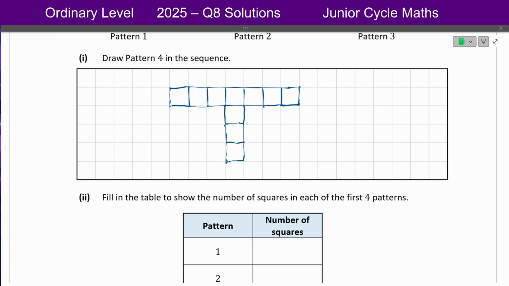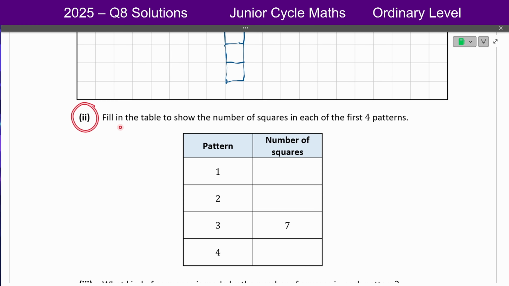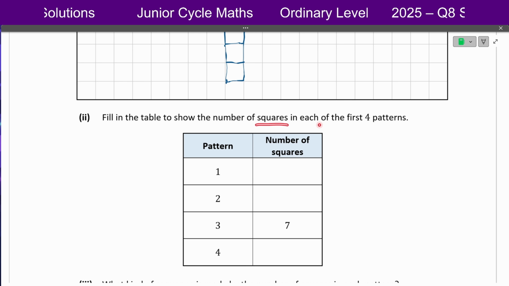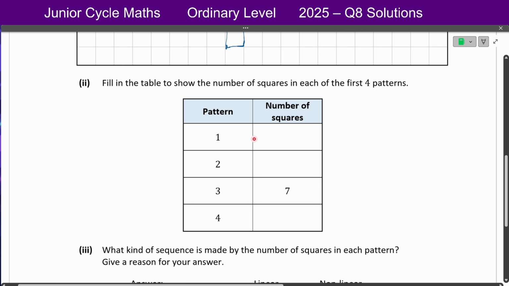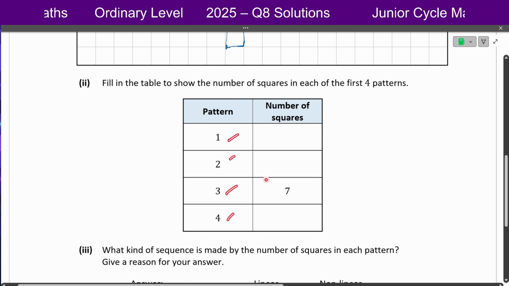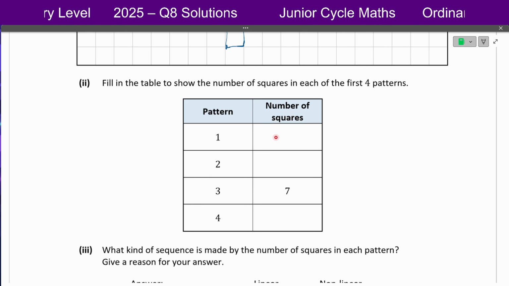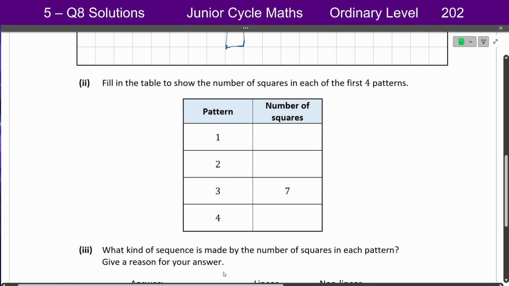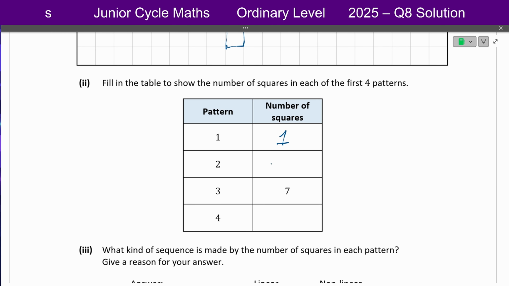And in the second part here, it says fill in the table to show the number of squares in each of the first 4 patterns. Okay, so we have a table that we need to fill in. In the first column, we have patterns 1, 2, 3, and 4. And we need to write down the number of squares for each pattern. If we look at the first pattern, we have only 1 square, so we can say 1 here, right?